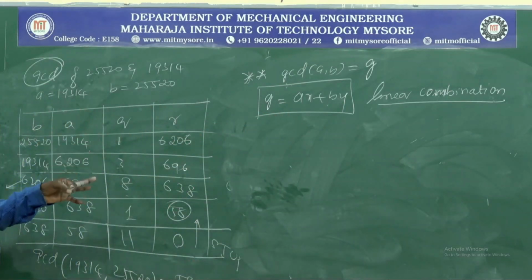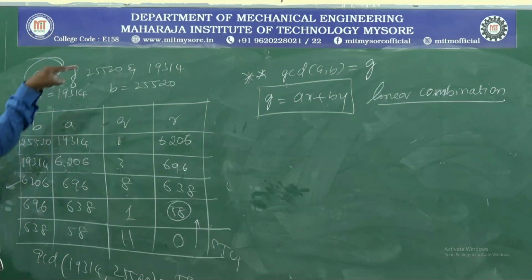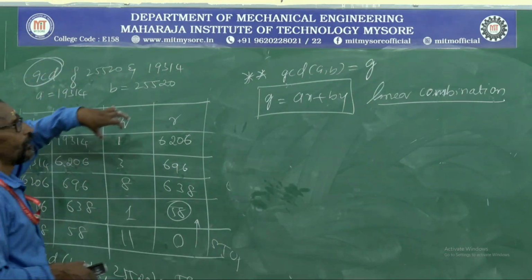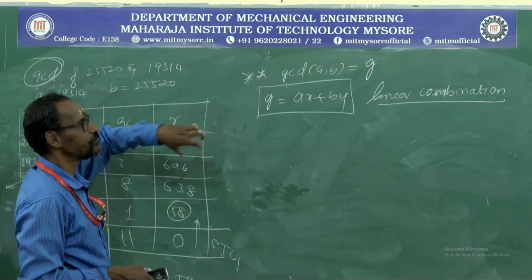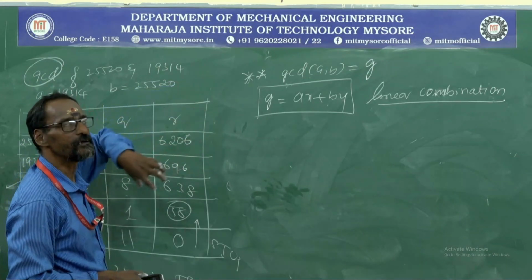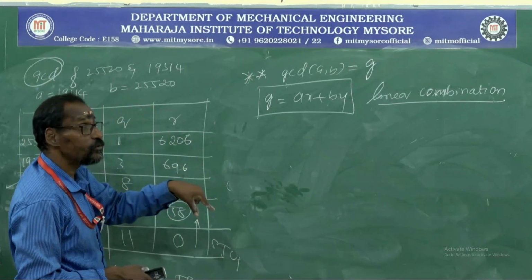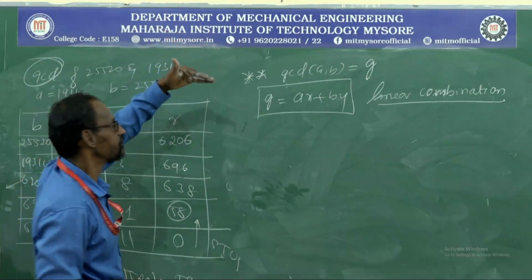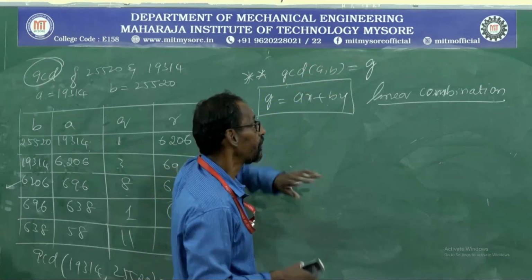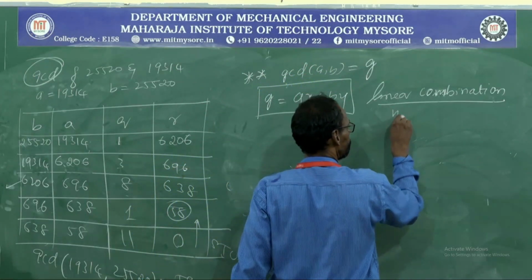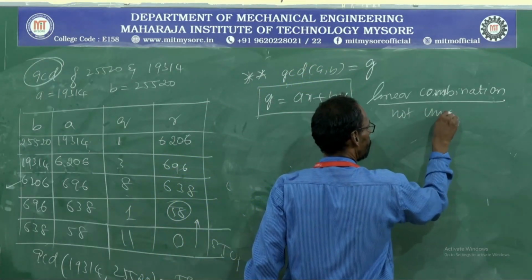Every GCD can be expressed as a linear combination of the given two numbers for which you are finding the GCD. I got the GCD G for the numbers A and B. The same G, using A and B, I can express: G equal to AX plus BY, and it is not unique.